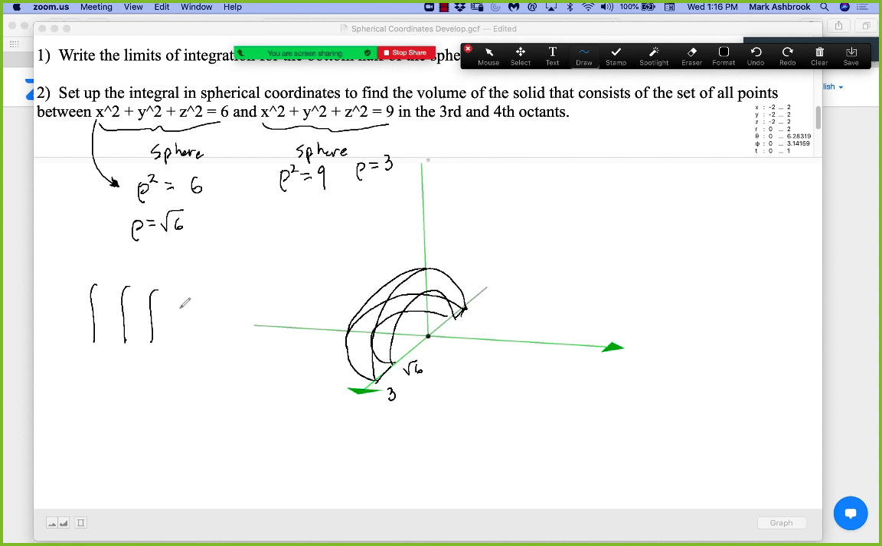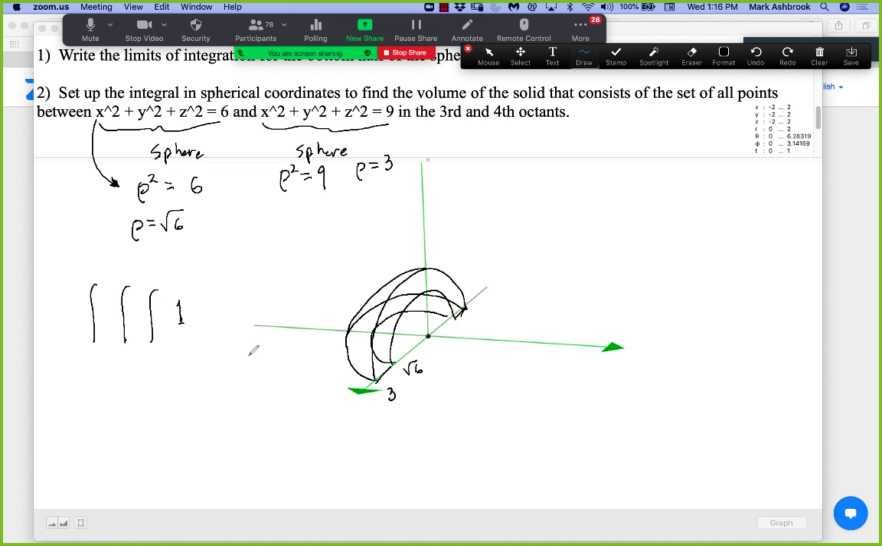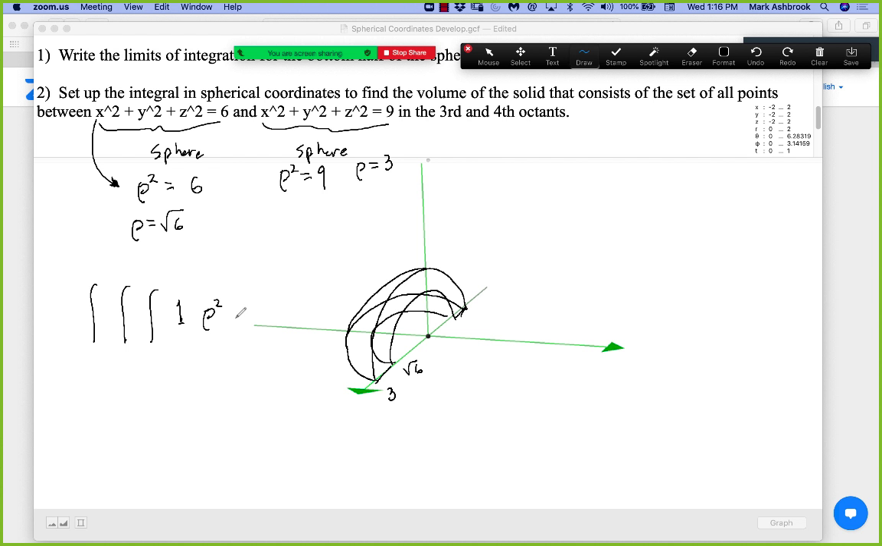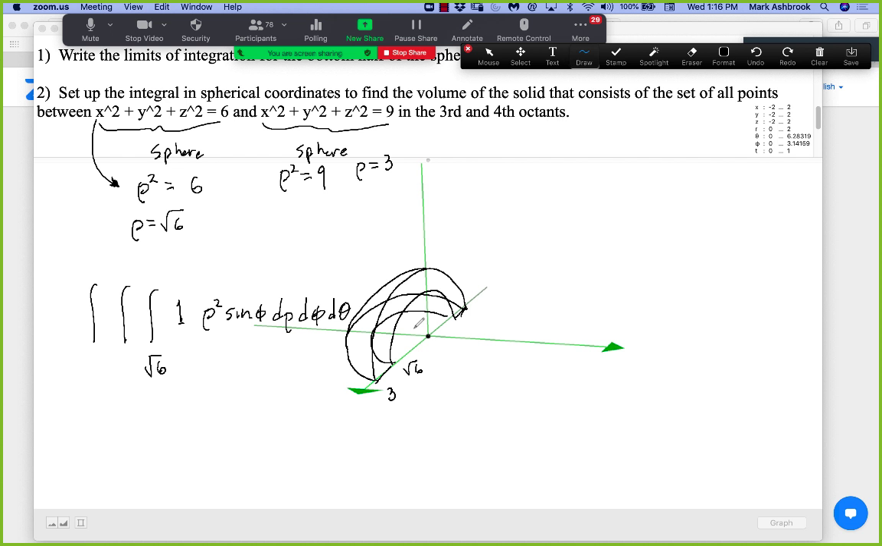And if we would say we want to do the volume of that, the volume would be 1 times rho squared sine phi d rho d phi d theta. And rho goes from what to what? So the archer stands at the origin, shoots arrows in every direction into that solid. And where do those arrows enter into the solid? What rho value? Square root of 6. Right? So at 0, there's no solid, it's close to 0. We don't get to the solid until inside of that sphere.